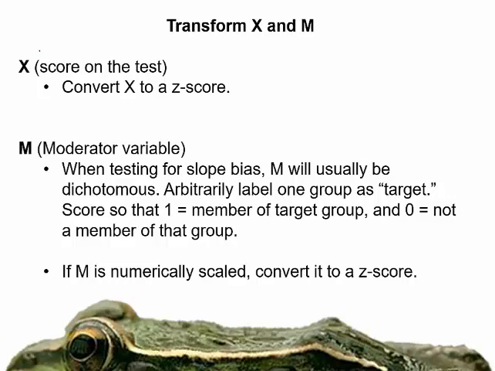So we do need to take our x variable, which we'll call our score on our test. So maybe this is my frog dancing skills test, the target test that I want to validate, or I want to see if the results of this test are moderated by a third variable. So I'll have my x variable as a score on the test, and it's important that I convert that to a z-score. So x needs to be changed to a z-score with a mean of 0, standard deviation of 1. Then my moderator variable is going to be group membership.